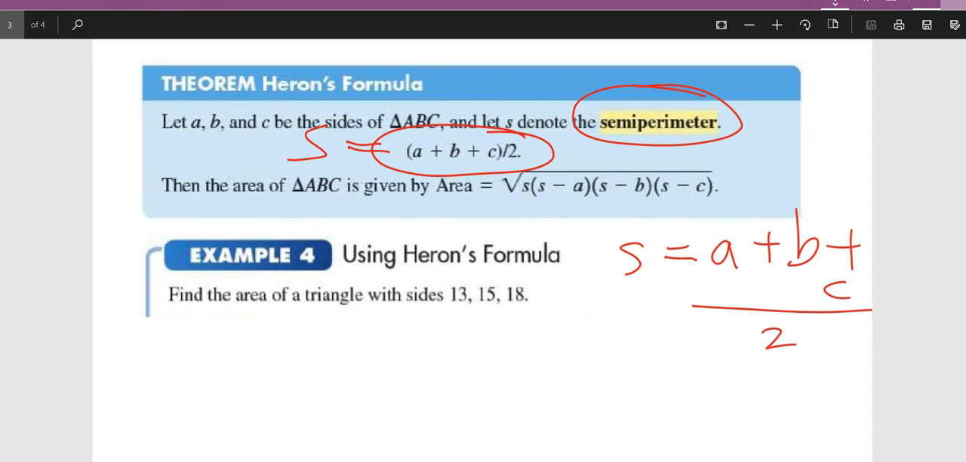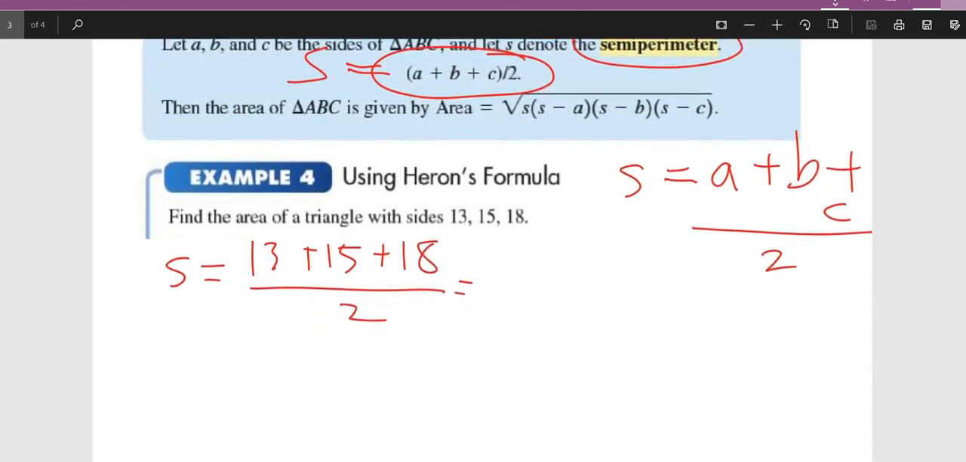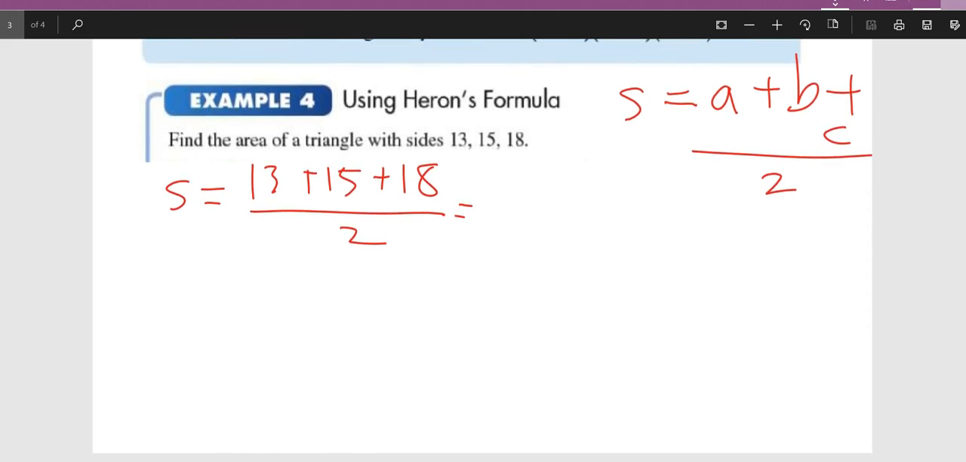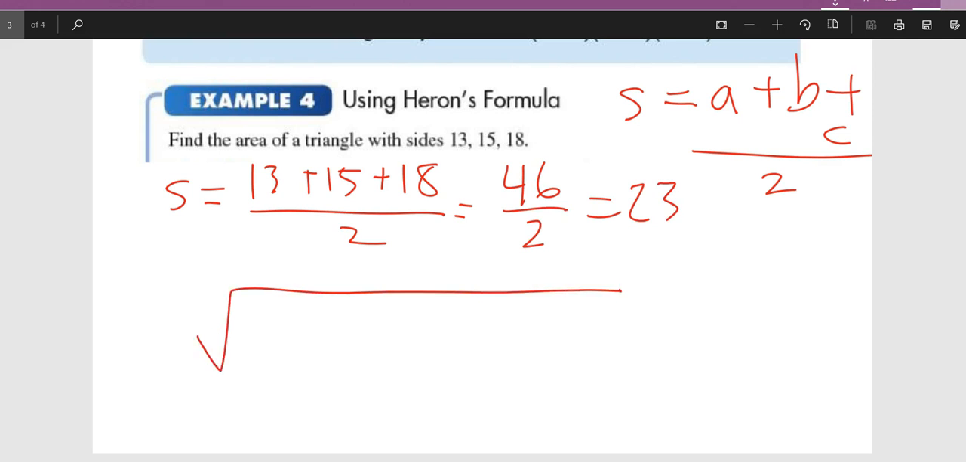It's like in the law of cosines. So if you know the three sides of a triangle, in this particular case, what would S be? 13 plus 15 plus 18 all over 2. What's the semi-perimeter? What do you got there? 28 plus 18, 38 plus 8, 46? What's 46 over 2? So the semi-perimeter is 23.